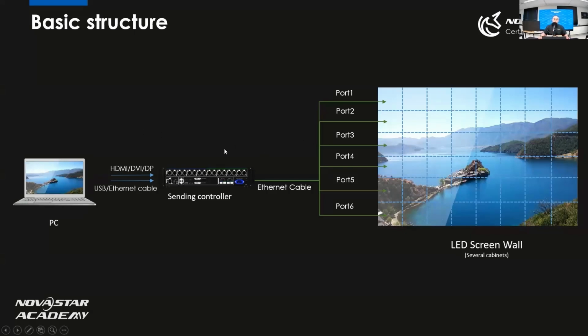So between the controller and our LED screens, we need to use the Ethernet cable. We use Ethernet cable to do the connection. So this is the most basic one. We have the video source, we have the controller, we have the working cabinet with receiving card. We can show the image on the screen.